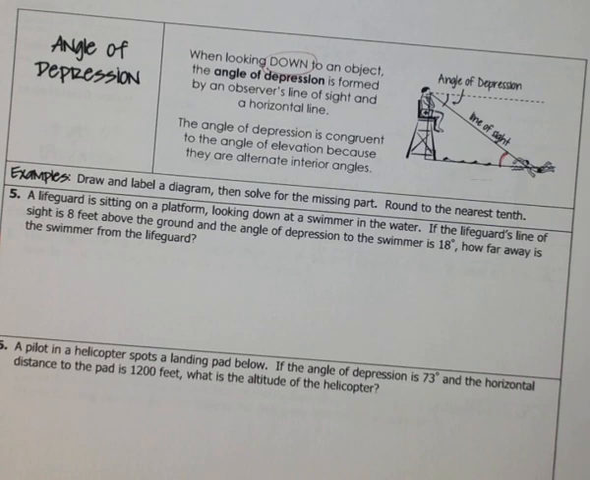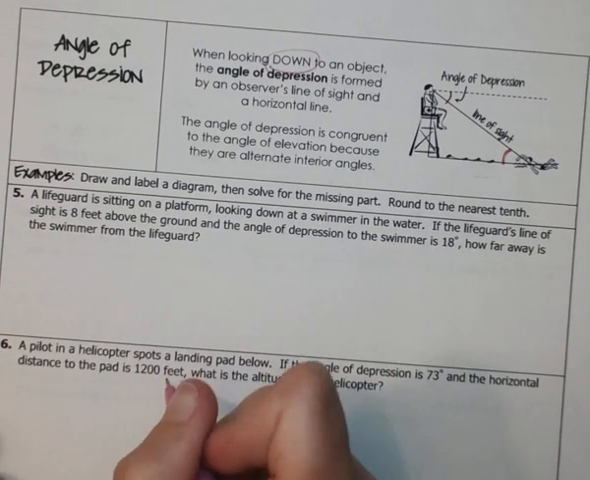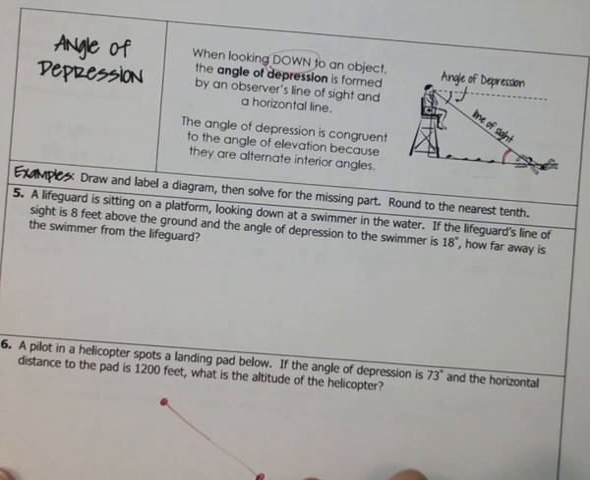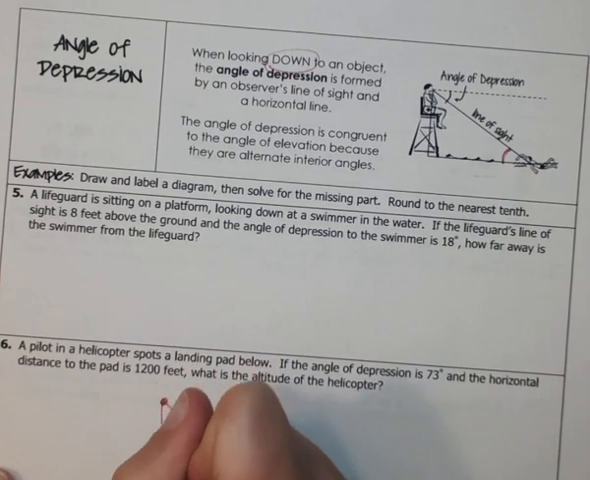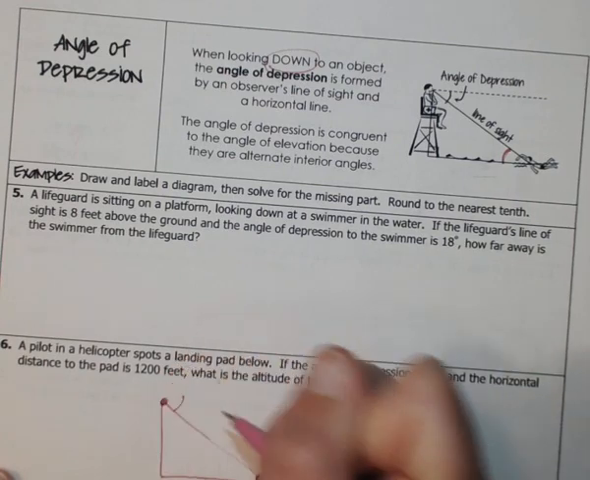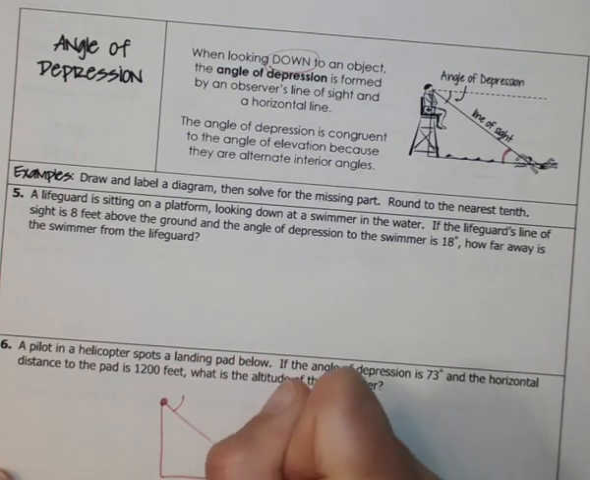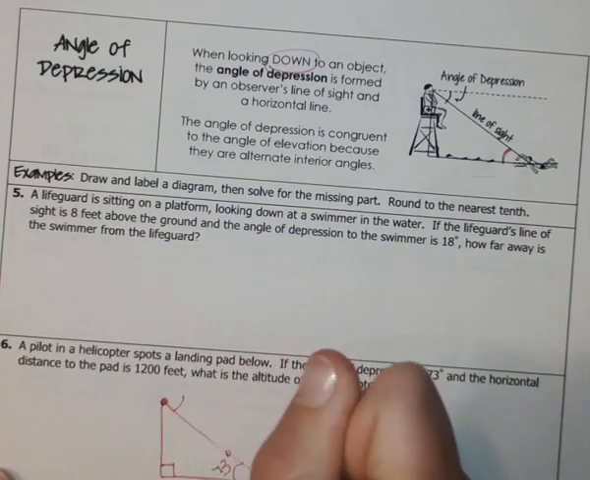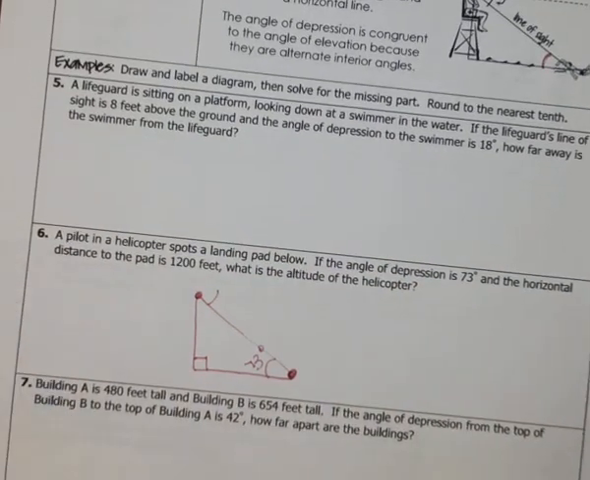Okay, let's start with, let's do 6 and 7. Number 6, a pilot in a helicopter spots a landing pad below. So here's the pilot in the helicopter, here's the landing pad. If the angle of depression is 73, so again, technically angle of depression is out here, but I'm going to use alternate interior angles and write it down at the bottom. So we stay consistent. Every single problem, the angle goes down bottom.